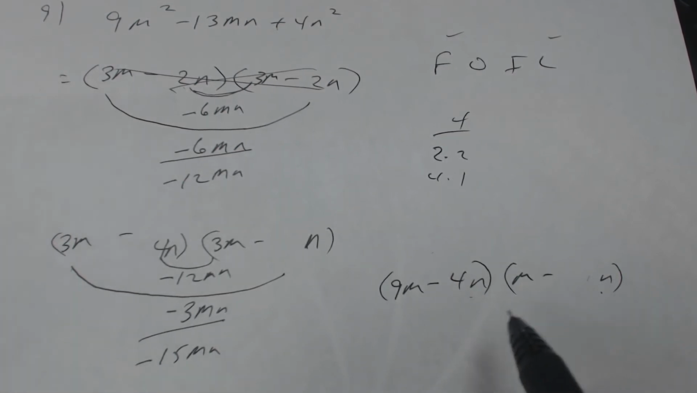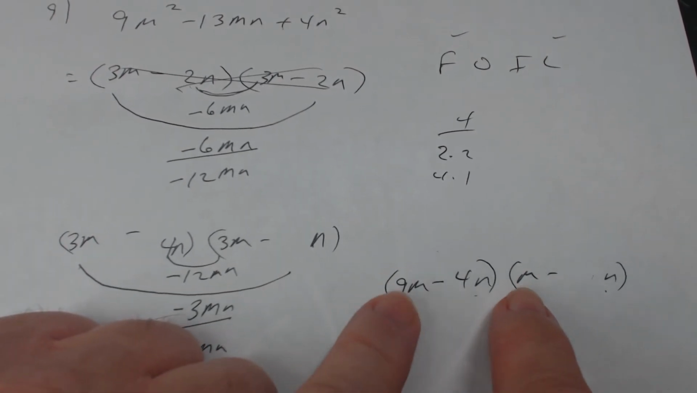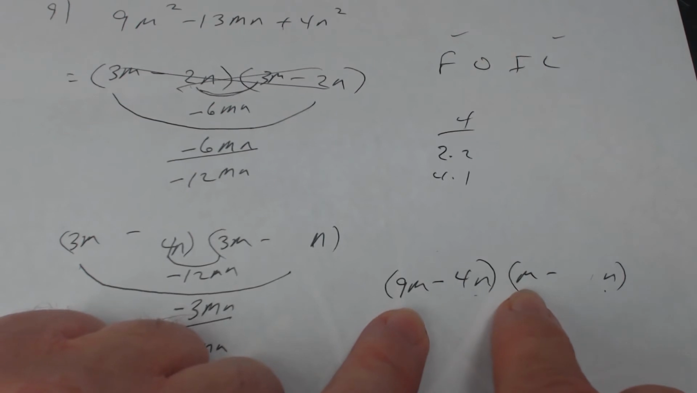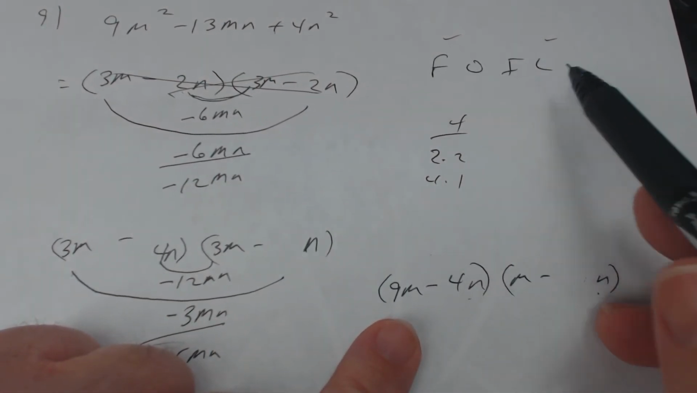But you got to check your work. Don't assume that that's correct. So let's go and check using FOIL. 9m times m is 9m squared. So the F is good. Let's do the L.